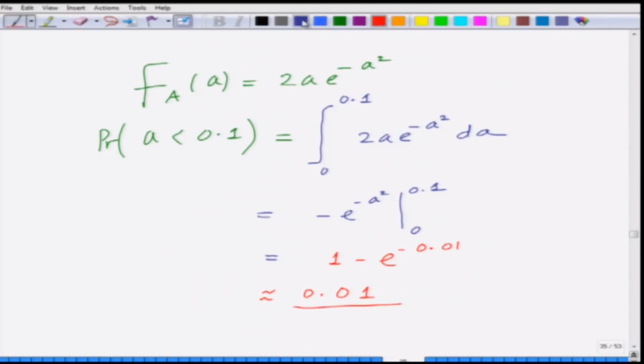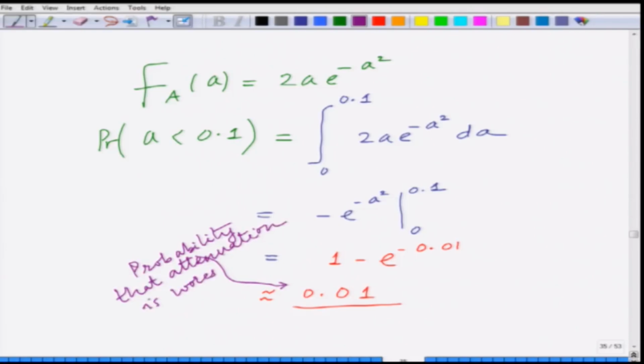What is this quantity that we calculated here? This is the probability that the attenuation of the wireless channel is worse than 20 dB, that is 0.01.